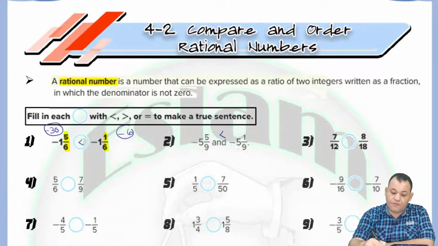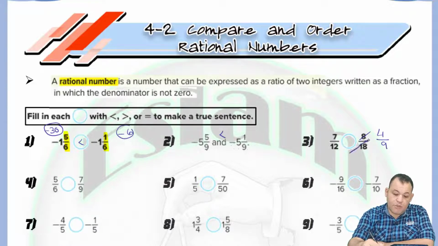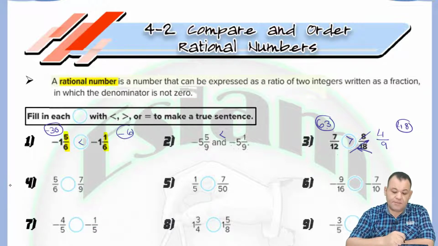Now we have 7 over 12 and 8 over 18. If you look at the two denominators, they are different, but we can simplify the second fraction. If you divide by 2, the numerator will be 4, and if you divide by 2, the denominator will be 9. Now we still have different denominators, so we start from down then going up. 12 multiplied by 4 equals 48, and 9 multiplied by 7 equals 63. You will find that 63 is greater than 48, so 7 over 12 is greater than 8 over 18.